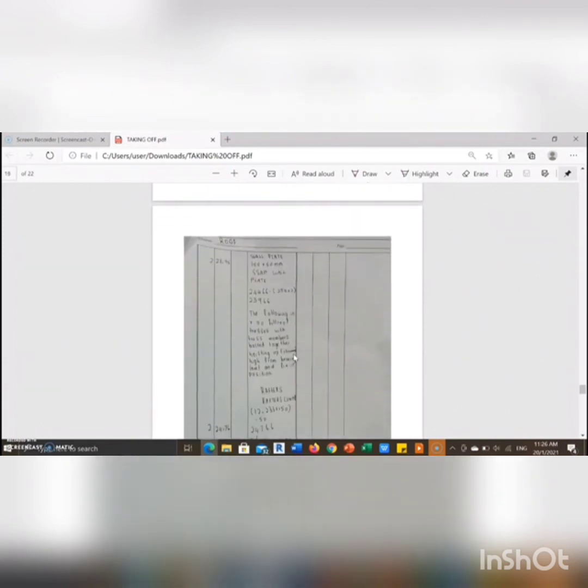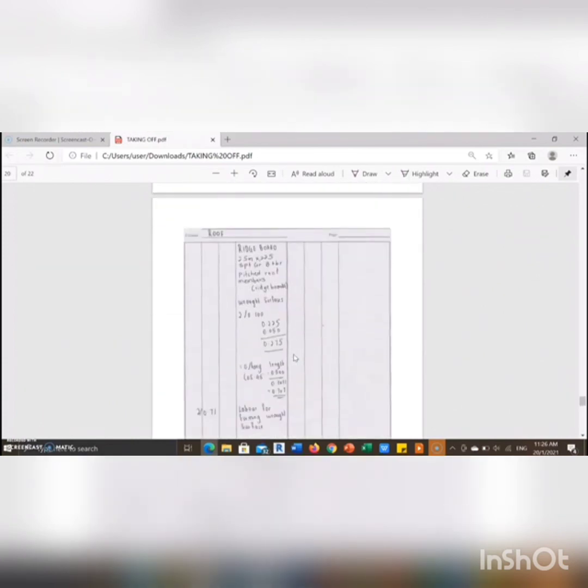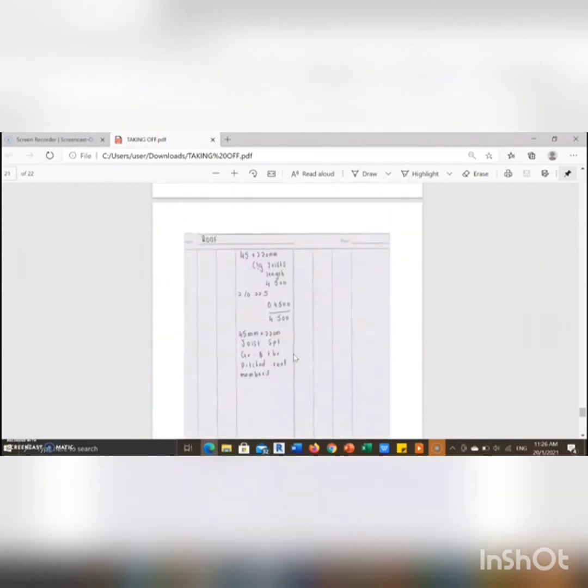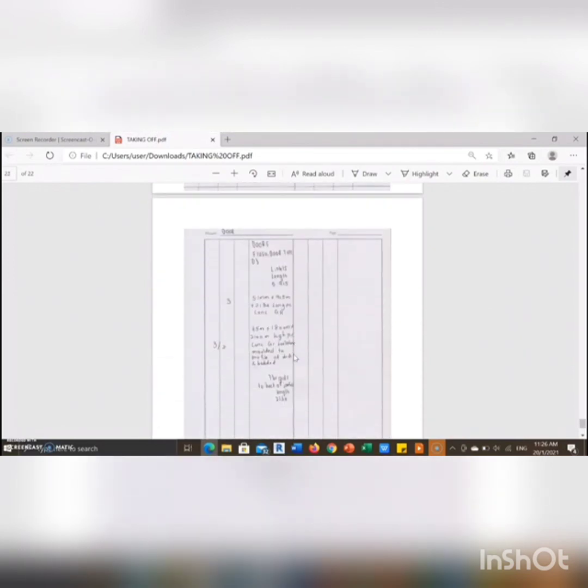This is taking off for roof, and this is the taking off for door. That's all from me. Thank you.